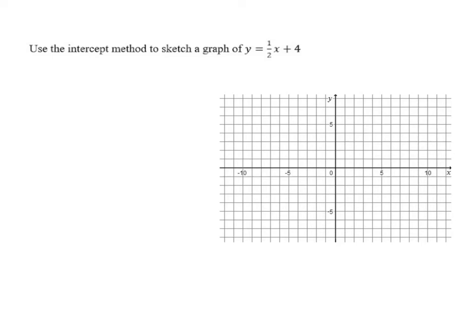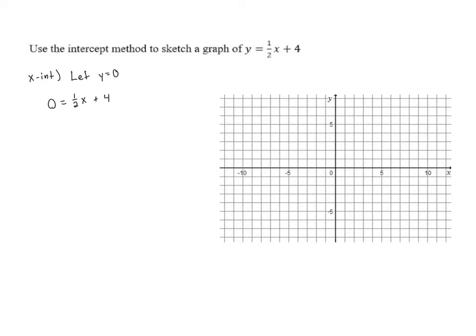Use the intercept method to sketch a graph of y equals 1/2 x plus 4. Let's start with the x-intercept. To find the x-intercept, we're going to let y equal 0. If we do that, we get 0 equals 1/2 x plus 4, and we have to solve for x.